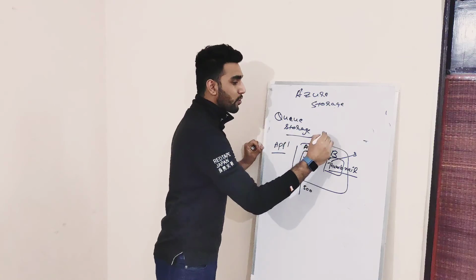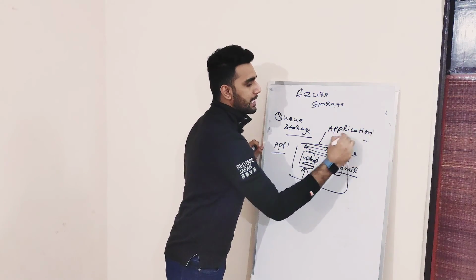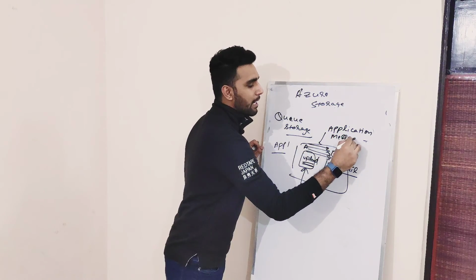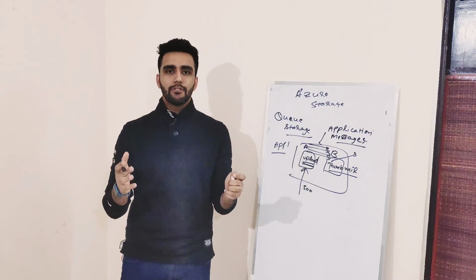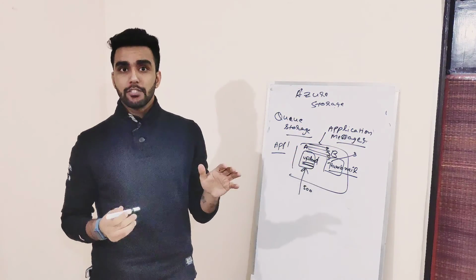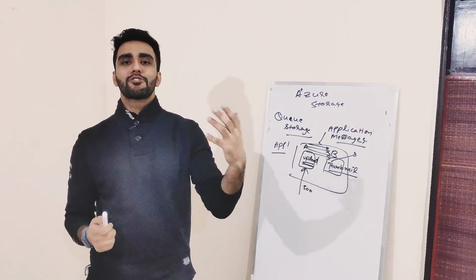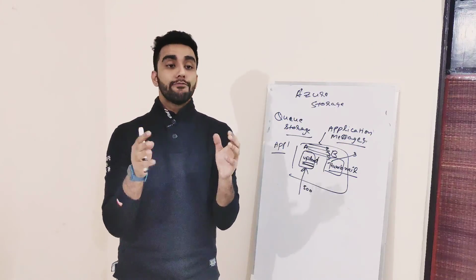So this is something called application messages, right? It's within the application. Within an application, there can be multiple parts of an application, right? So when these two parts communicate with each other, it's called application messages, and I need a particular type of storage to store it, right? Within the application.